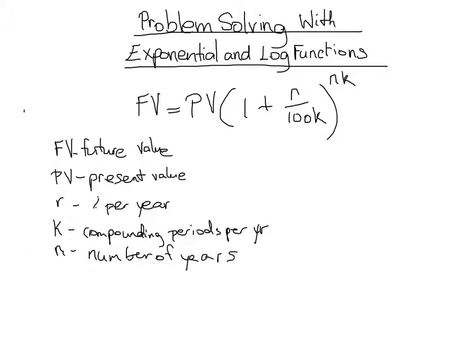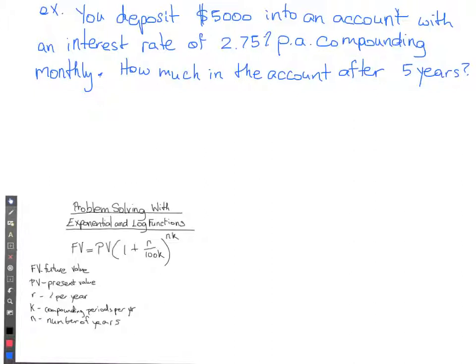So for example here, I can have an account. Actually, let's turn the page to get some space to work. Okay, so you have an account. You deposit $5,000 into it at the start, so that's your present value. And you have an interest rate, R, of 2.75%, compounding monthly. Monthly is 12 times per year, so the K value is 12. And we want to know how much is in the account after 5 years. 5 years is the number of years, N. So we are now looking for the final value, or FV.